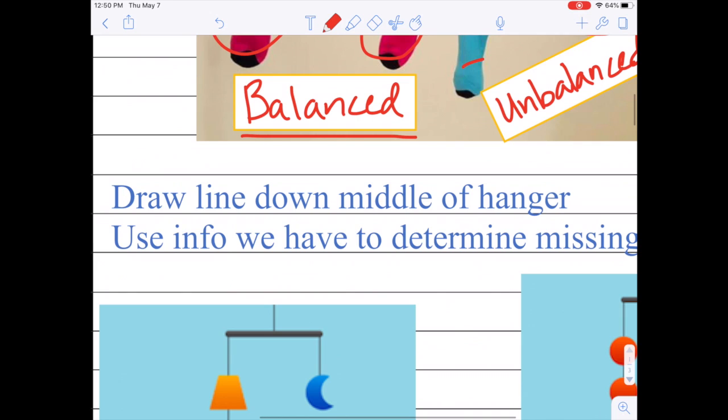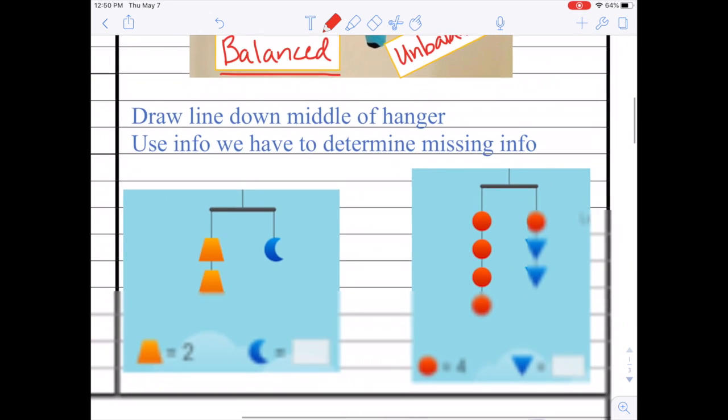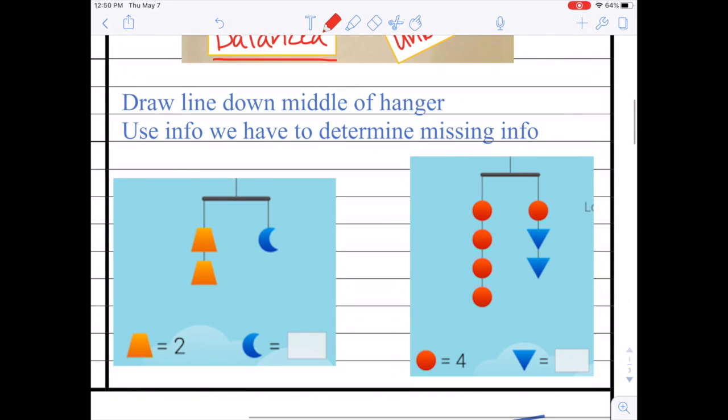So there's something different about the socks that's making the hanger tilt a different way. So when we look down at how to solve some of these problems, here on this first one, we have a hanger and there's different shapes on each side. The shapes, they tell us, represent a number. Okay, and this one, this moon, we don't know what it is yet. We have to try to solve.